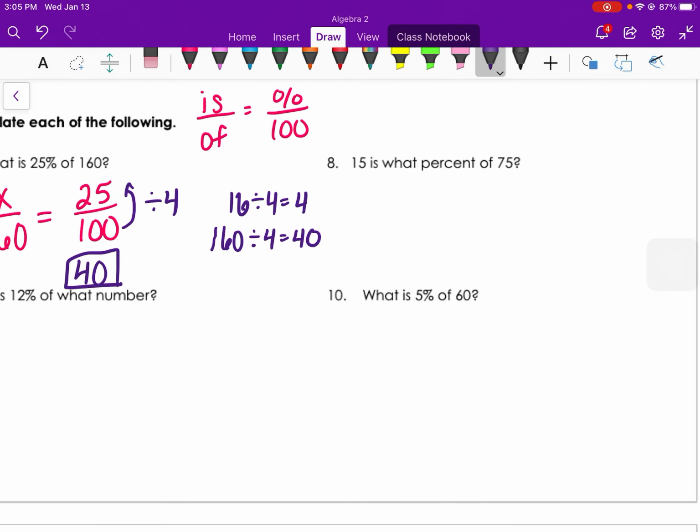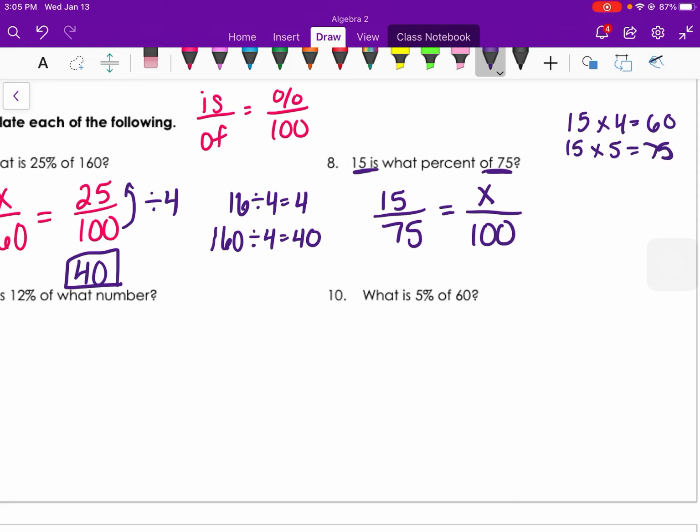15 is what percent of 75? So 15 is my is, of 75 equals what percent out of 100? So that's how we would set it up. Now I know that 15 times 4 is 60, so that means that 15 times 5 must be 75. If 15 times 5 is 75, then 75 divided by 5 is 15. So then 100 divided by 5 is 20. So my answer then would be 20%. 15 is 20% of 75.